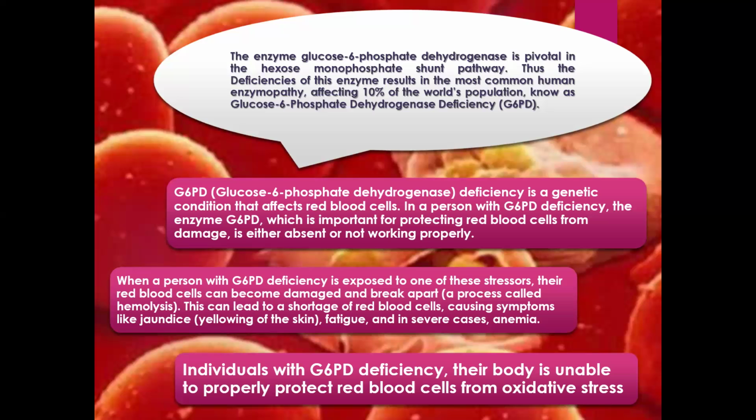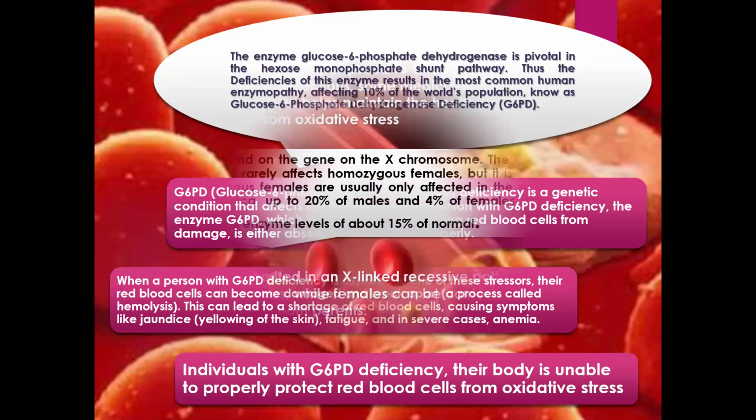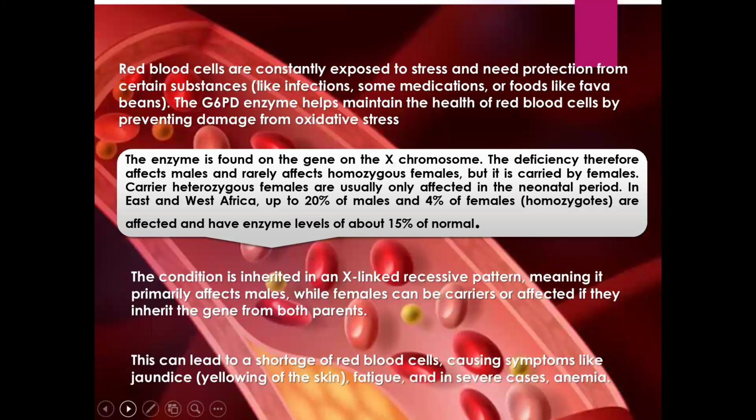Individuals with G6PD deficiency, their body is unable to properly protect red blood cells from oxidative stress. Red blood cells are constantly exposed to stress and need protection from certain substances like infection, some medication, or food like the fava beans. The G6PD enzyme helps maintain the health of red blood cells by preventing damage from oxidative stress.